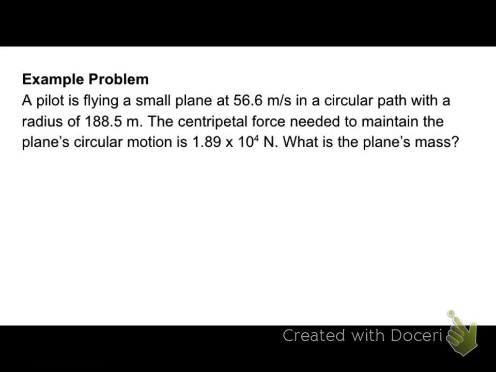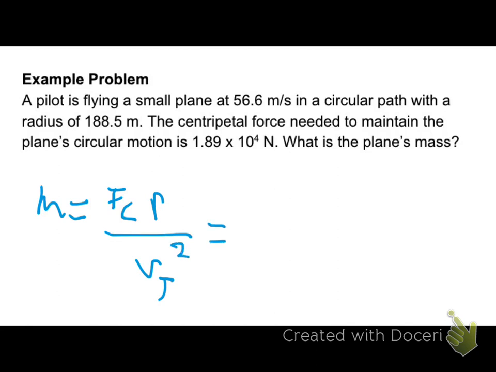An example problem. A pilot is flying a small plane at 56.6 meters per second in a circular path. The radius of that circle is 188.5 meters. The centripetal force needed to maintain that circular motion is 1.89 times 10 to the 4 newtons. What is the plane's mass? If we manipulate our equation to get mass by itself, we wind up with mass equal to the centripetal force times the radius divided by the tangential velocity squared.